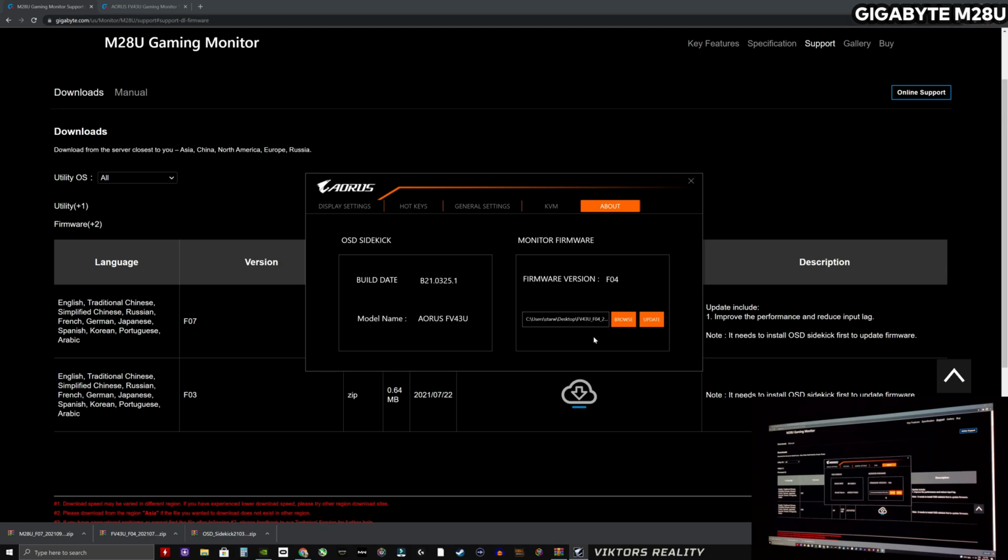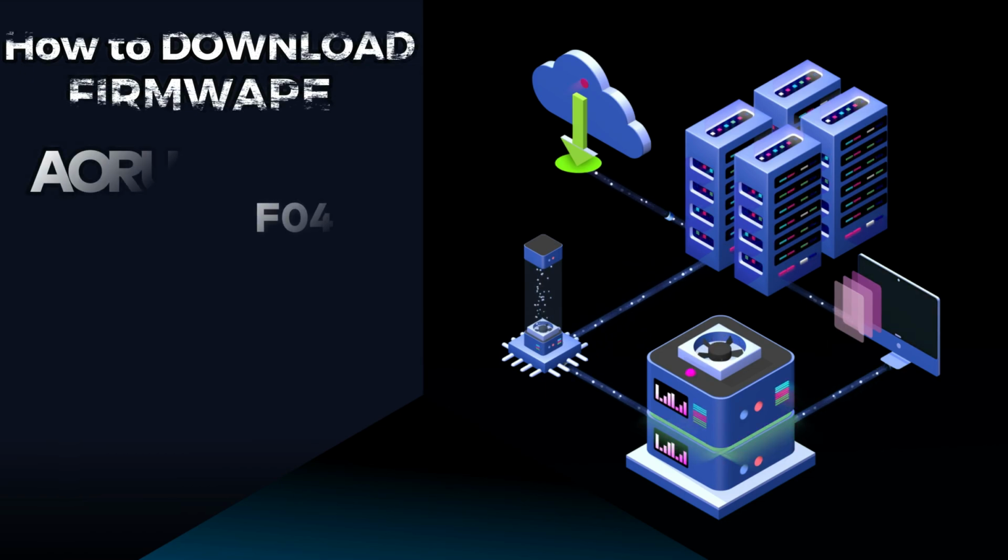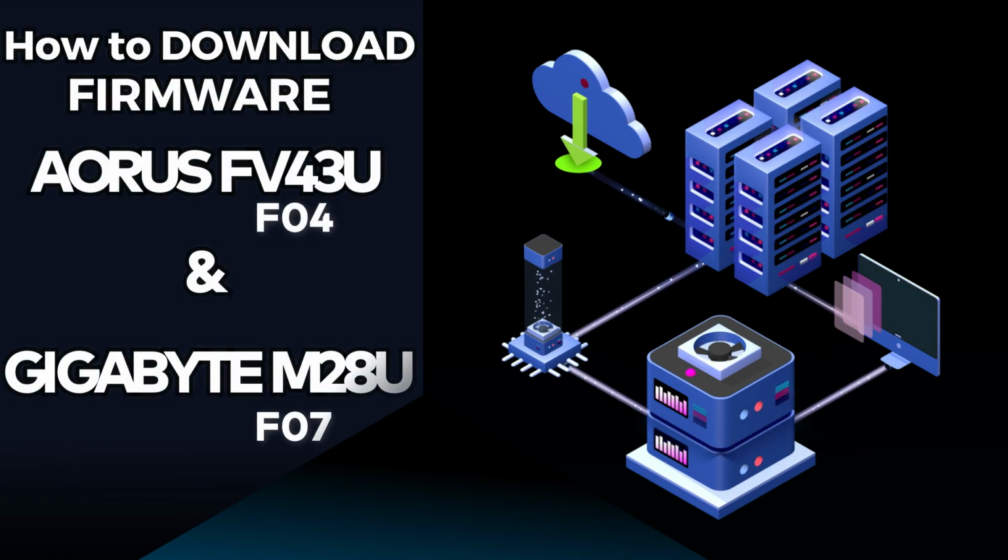It updates. Do what I do, disconnect the cables for about 15 minutes, reconnect everything, and you'll have an improved version of the Gigabyte M28U that reduces the input lag drastically and gives you a better picture performance, just like the FV43U. So I hope this video did help you and show you how to download the firmware. It's really simple, you can't go wrong, and if you do have any questions or issues, feel free to comment down below. I will get to it as soon as possible. I have the FV43U and the Gigabyte M28U. Super simple, no issues whatsoever.